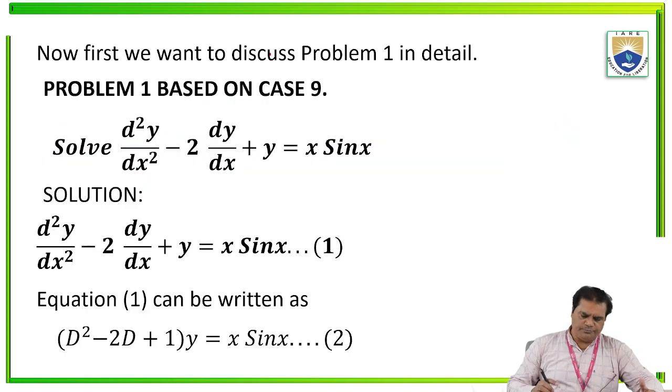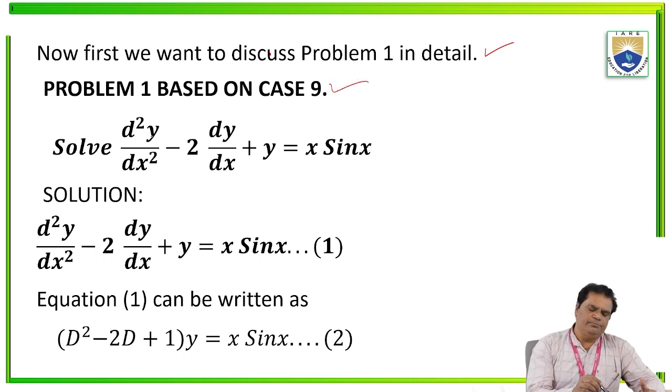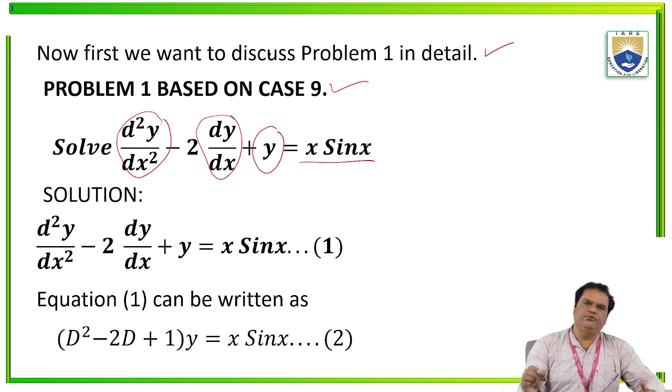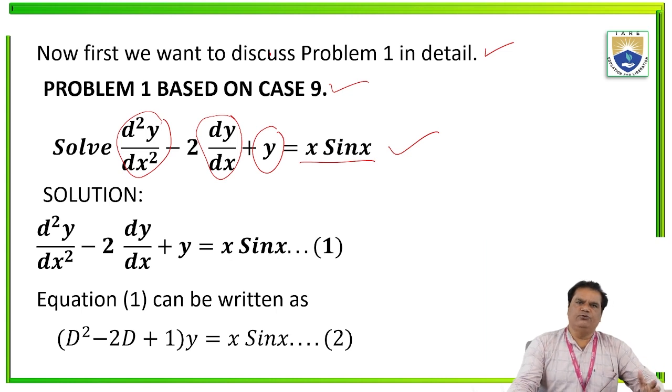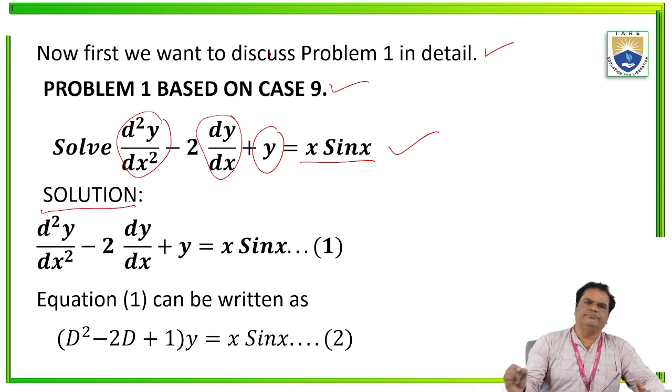So now, first we want to discuss problem 1 in detail. Problem 1 is based on case 9. Solve d2y over dx2 minus 2 dy over dx plus y equal to x sin x. This is the question given in our question paper. We want to solve this question, so we start the solution.